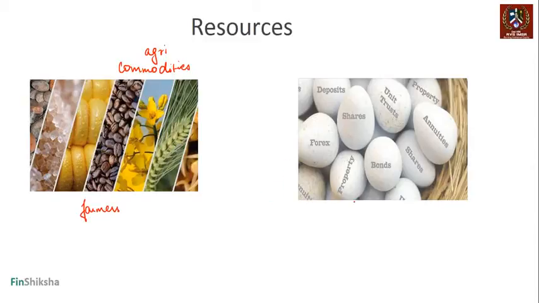Then you could also have what are called as financial resources, right? Financial resources could be shares, which is stocks in various companies. You could have bonds, which are the fixed income instruments. We have talked about those, right? You could have some bank deposits. You could have property, which is essentially real estate, right? You could have foreign exchange. You could have some of the other parameters as well.